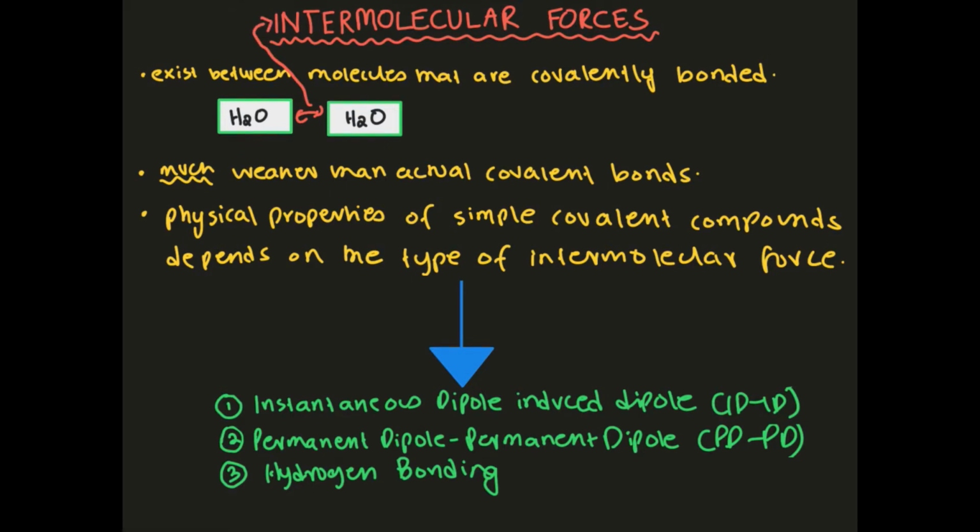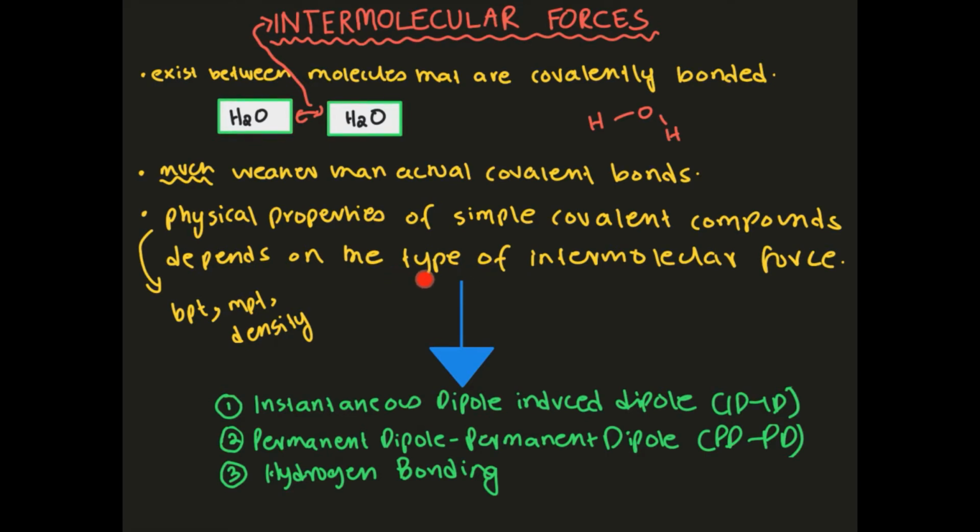One thing that's very important to note is that these forces are different from actual covalent bonds. The covalent bonds are going to be present between the atoms. However, the intermolecular forces are present between the molecules. So it's very important to understand this distinction. And these forces are going to be much weaker than actual covalent bonds. The physical properties of the compounds are going to depend on the type of intermolecular forces. By physical properties, I mean the boiling point, melting point, density, etc. And we're going to discuss this in detail later on.